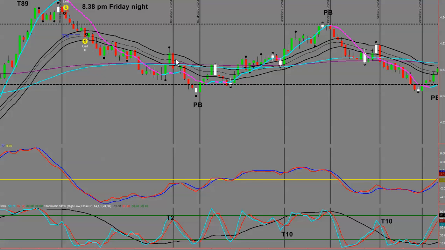A T2, just a lovely T2 trade. Got a lovely pivot bounce, another pivot bounce, a T10. You actually had a T10 just there as well if you had taken these. I retired about this time because, as I mentioned, I'm up bright and early in the morning.